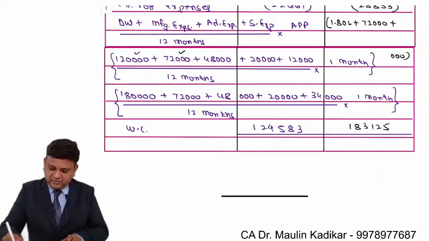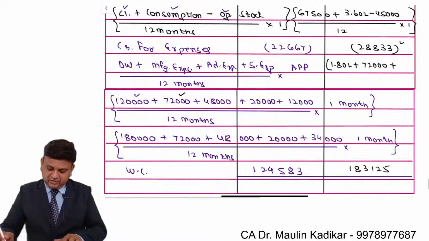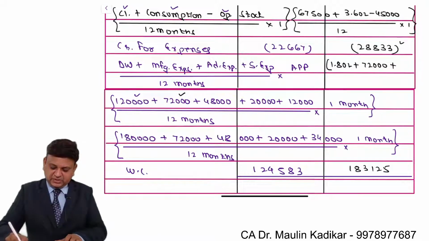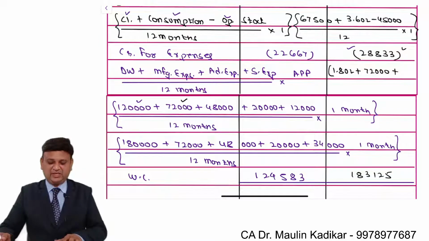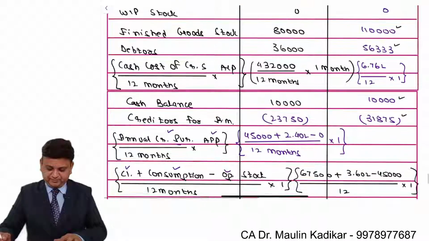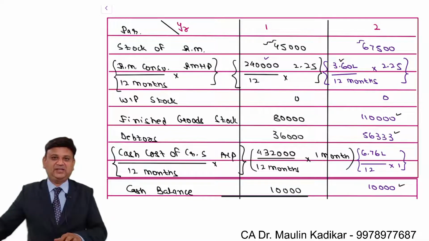This is the way we are required to make the calculation of the answer. And we compute the amount of the creditors for expenses, 2,833. And here is the working capital requirement that we have for the first year as well as for the second year.